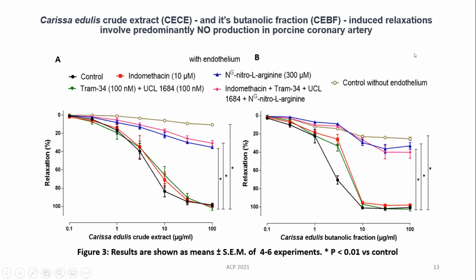Now, to characterize the mechanism by which the extract induced this relaxation, we used different inhibitors like indomethacin, the inhibitor of prostanoids, L-NA, the inhibitor of endothelial NO synthase, and both TRAM and UCL, inhibitors of endothelium-derived hyperpolarizing factor. So as we can see here, when we used the inhibitor of endothelial NO synthase, the relaxation was stopped for the crude extract and the butanolic fraction. So we conclude that Carissa edulis crude extract and its butanolic fraction induced relaxation involving predominantly NO production.